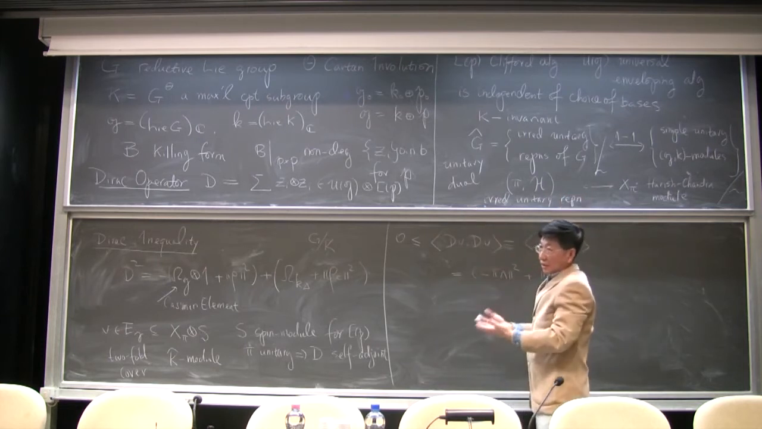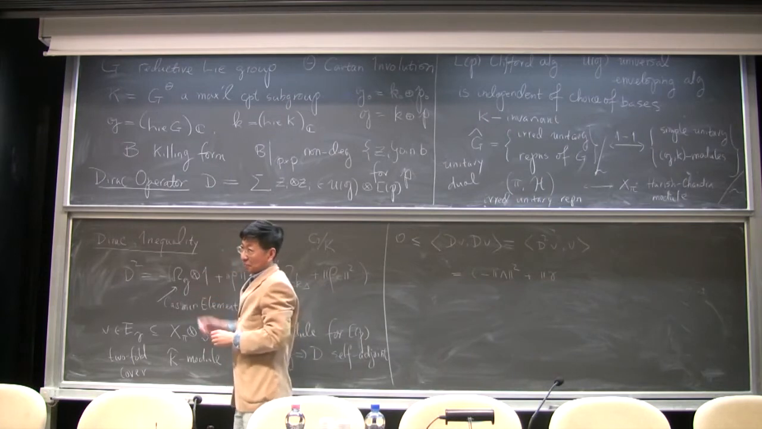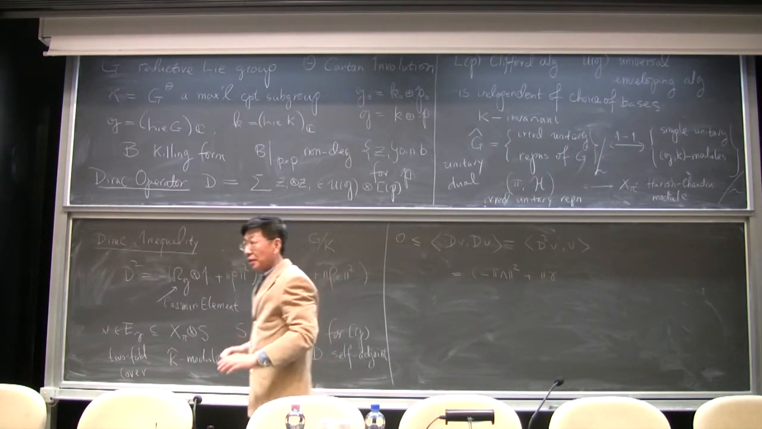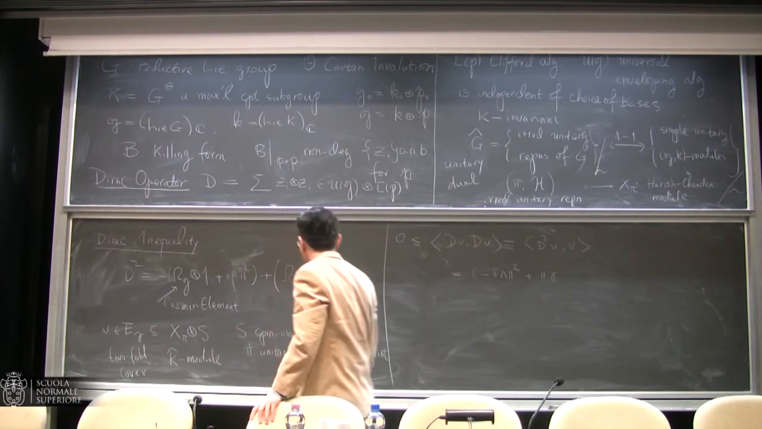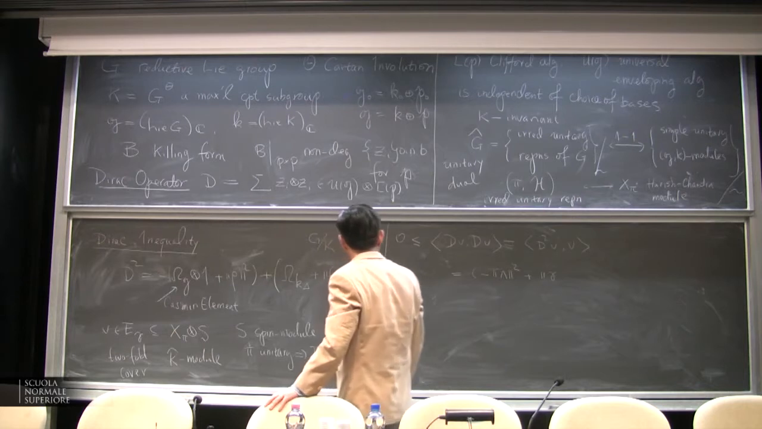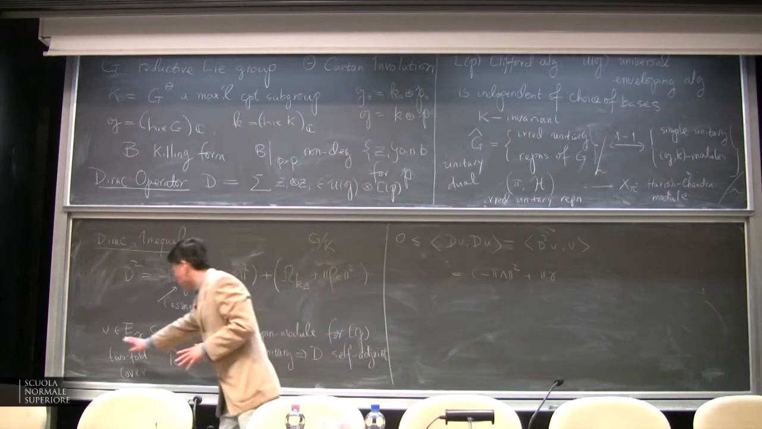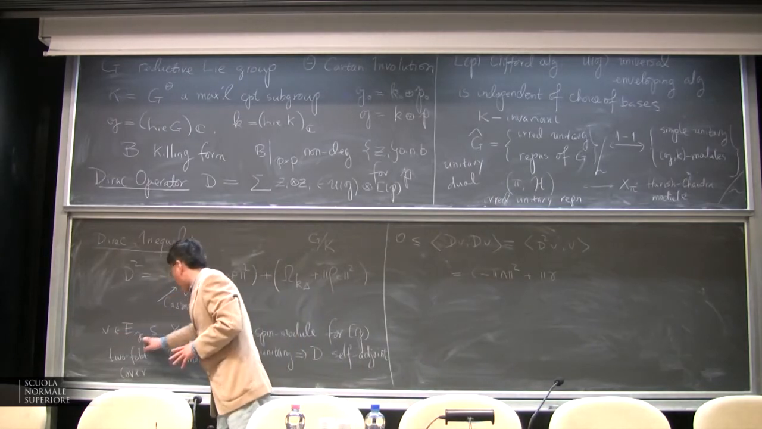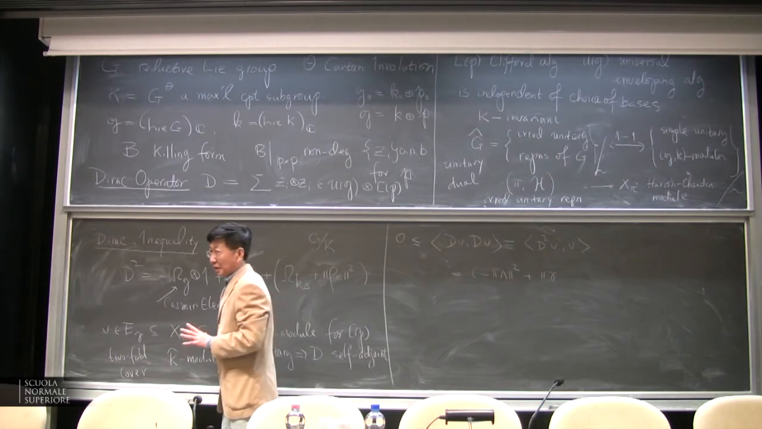So I want to give conditions on this unitary representation. The left hand side depends on pi, and the right hand side doesn't depend on pi. So in this corollary, that pi is unitary implies D is self-adjoint. I haven't said anything about the representation. I only said, suppose we have some K-types inside of the K-type tensor the spinor.